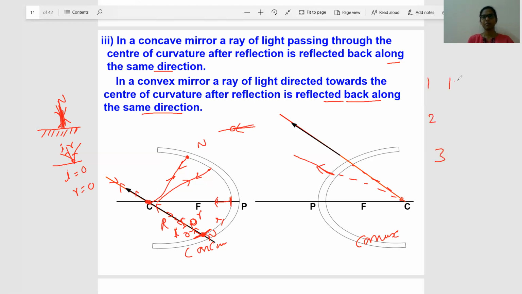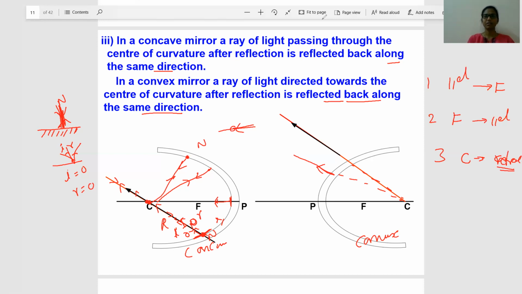One is the ray which is coming parallel to the principal axis; after reflection, it passes through the focus. A ray which is incident through the focus, after reflection, will go parallel to the principal axis. And the third rule, the ray which is passing through the center of curvature, after reflection, retraces its same path, going in the same direction. So these are the three ray rules we have learned so far.